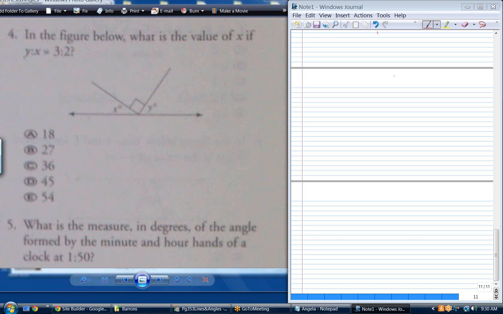Just a guess, but would it be... well, no, that wouldn't work. 2x plus 3y minus the 90-degree angle equals 180. Okay, so 2x plus 3y equals 90. But then I have nowhere to go from here.